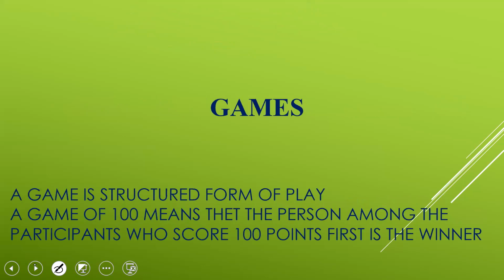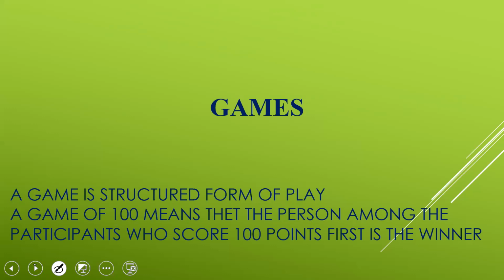Talking about games. A game is a structured form of play. Games are sometimes played only for enjoyment, sometimes for achievement or reward. Games can be played alone or in teams. Winning or losing a game is mainly based on points, goals or runs scored by a player or a team. A game of 100 means that the person among the participants who scores 100 points first is the winner.